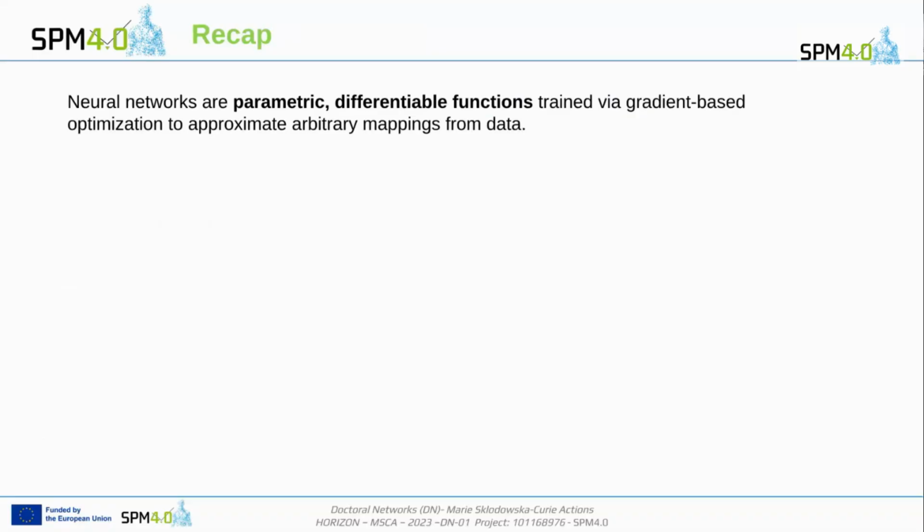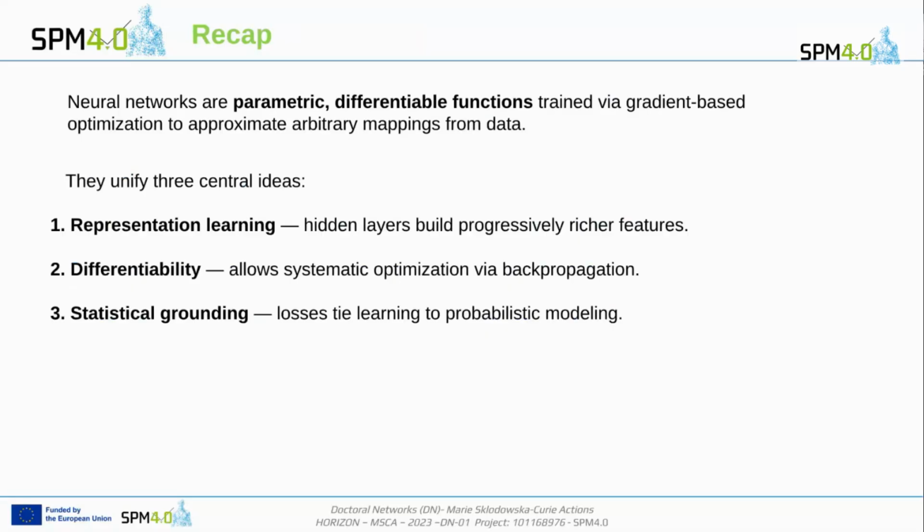Okay, yes, I guess this is a recap of how the learning process works. So neural networks are parametric and differentiable functions trained via gradient-based optimization, and they try to approximate arbitrary things from the data they are given. The three central ideas are that they are representation learning programs. With more layers you get more features. This would be another lecture topic about how this actually works.